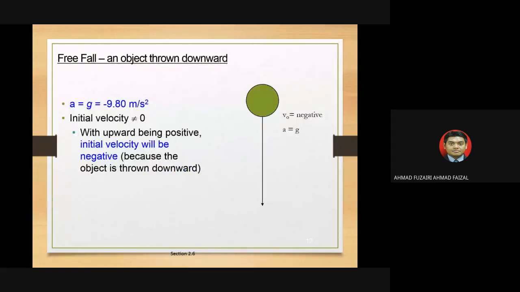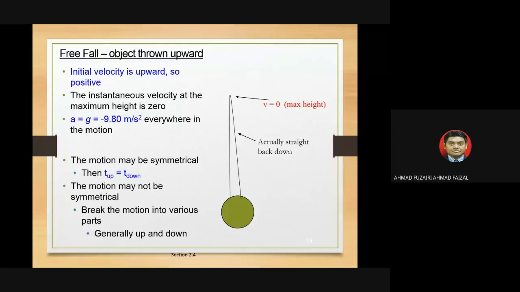For an object thrown downward, the initial velocity is not equal to zero as we throw the object with a velocity. The initial velocity will be negative because the object is thrown downward. For an object thrown upward, the initial velocity is upward, so it will be positive. The instantaneous velocity at the maximum height is equal to zero because at this point the object will stop for the moment before it turns back to the ground.